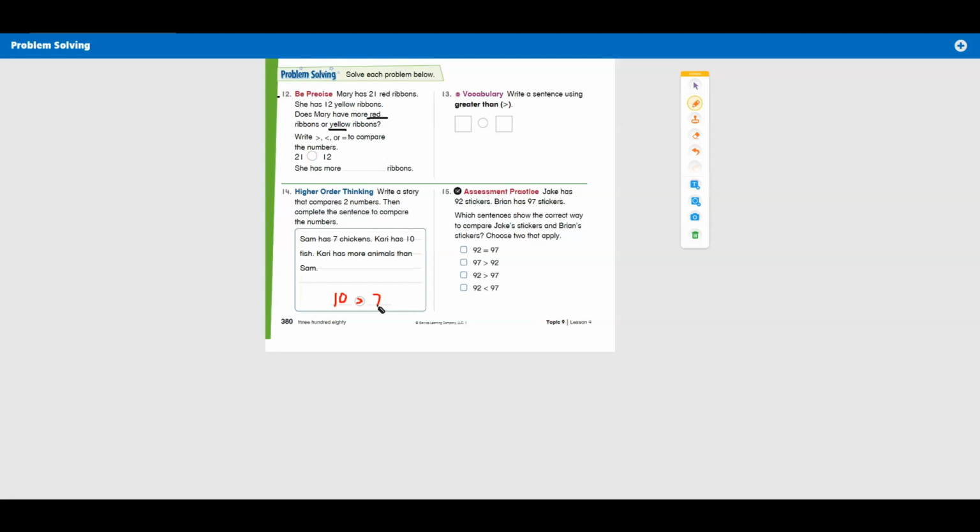Do your best to create your own sentences that compares two numbers and write it in the blank below. If you get really stuck on number 14, we can also help do it together during our group time, but try to complete it before then. And again, you can pause the video at any time during the video to continue working.